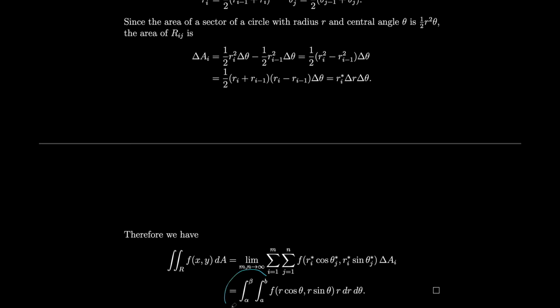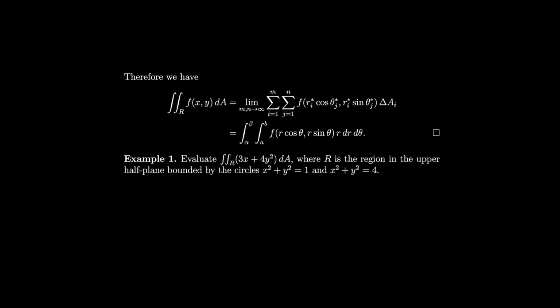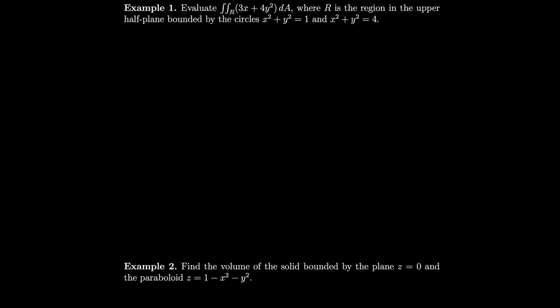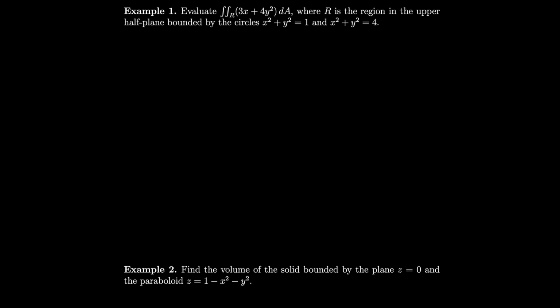And of course, you have to change your limits of integration too to make sure that they work for the polar coordinates you're looking at. So let's do an example. How about we evaluate the double integral over R of 3x plus 4y squared dA, where R is the region in the upper half plane bounded by the circles x squared plus y squared is 1 and x squared plus y squared is 4. So we'll have to draw our region R.